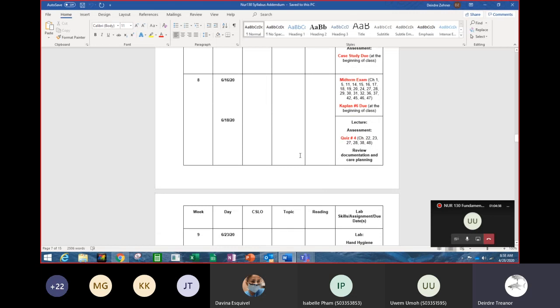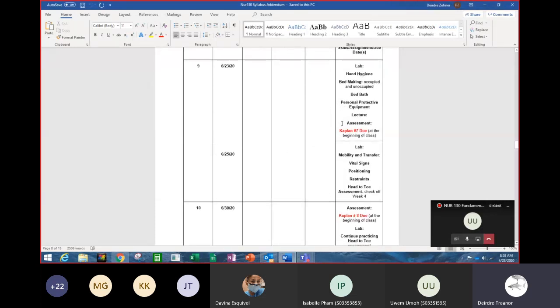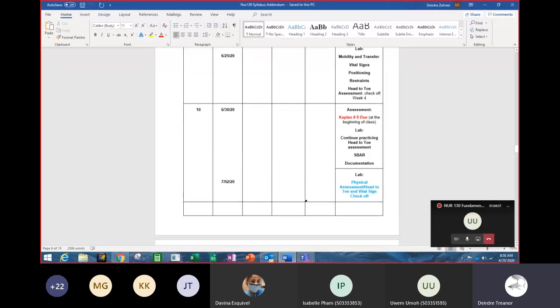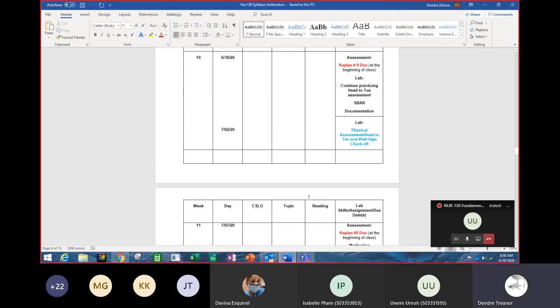This is the end of lecture right here, the midterm and the last lecture on that Thursday. So week 9 is when we go into skills labs. Hopefully we'll be able to do that. Kaplans are also still continuing to be due. I did not front load the Kaplans. And you have your checkoff.